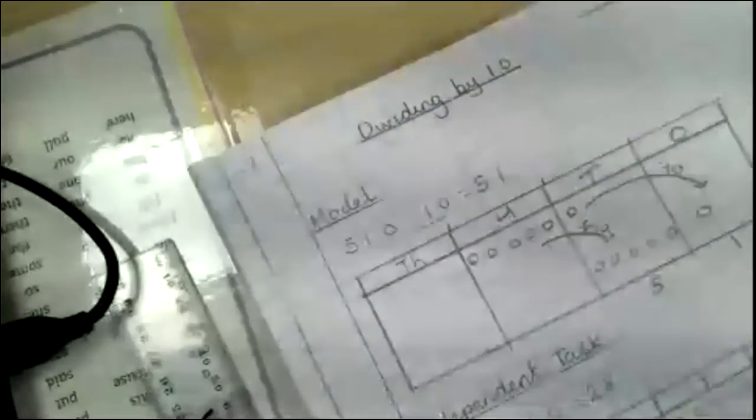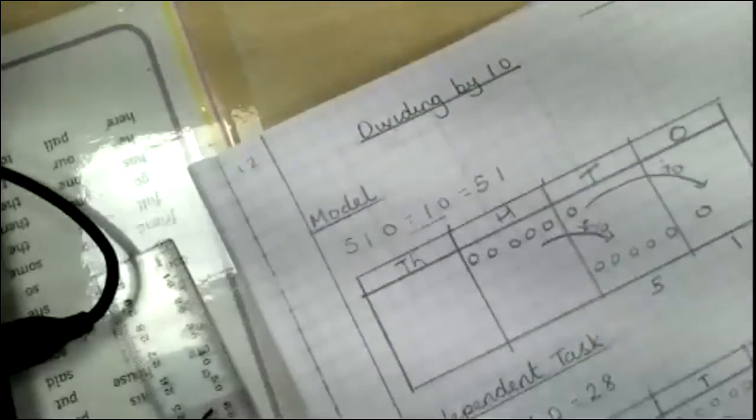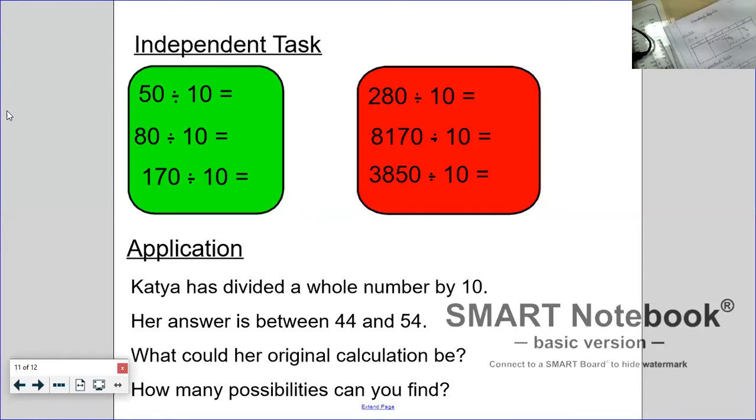And now I'm going to share my screen. I'd like you to pause the video and solve the independent task. I want you to solve the red questions, and if you're struggling, you can solve the green questions. Pause the video and then come back for the answers.